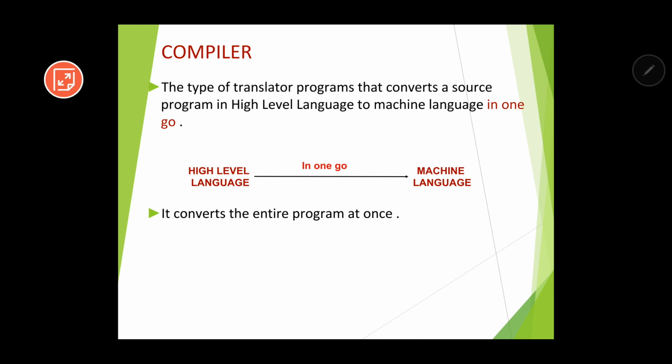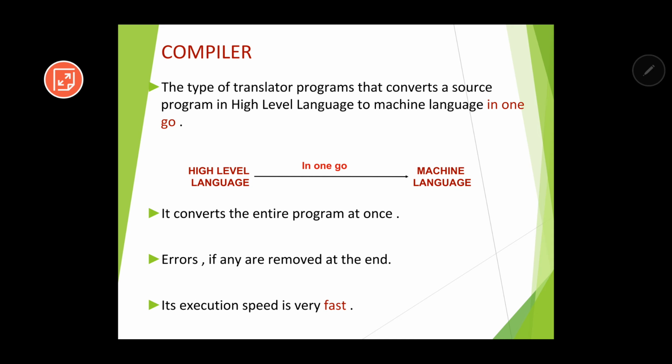Next, it converts the entire program at once. Okay, it will not translate line by line or sentence by sentence. It will translate it at once. That means at first it will wait for you to complete the entire program. When you complete the entire program, it will translate everything in one go. Errors, if any, are removed at the end. That means if you make some mistakes in between also, it will not interrupt you in between. At the end, it will say that these are the errors.